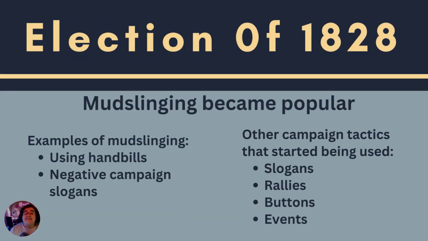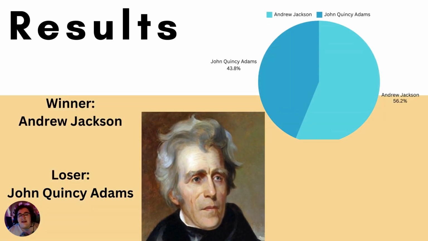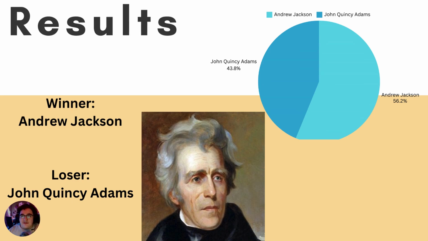We see mudslinging today on cable. We see mudslinging today between Trump and Joe Biden, and Trump now coming back in the 2024 election. We see some mudslinging attempts on social media all the time. However, this is where it started. This is where they started to use handbills and negative campaign slogans. Campaign tactics that became super popular were rallies, buttons, and events to promote the political process. The result of the 1828 election came out to Andrew Jackson. Andrew Jackson won by majority, and so Andrew Jackson becomes the 7th president of the United States.